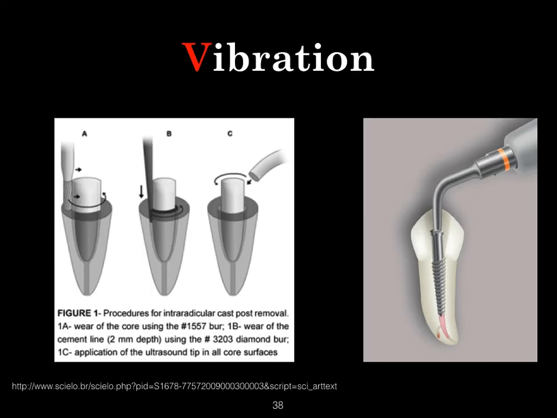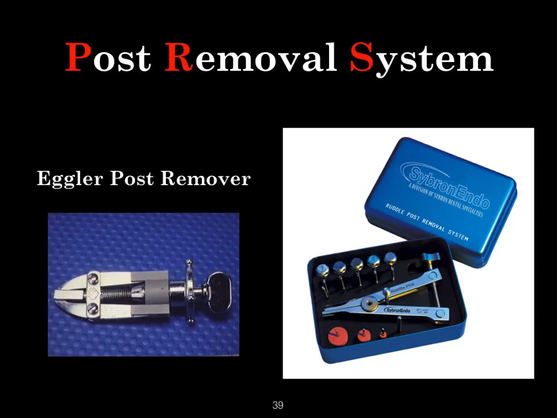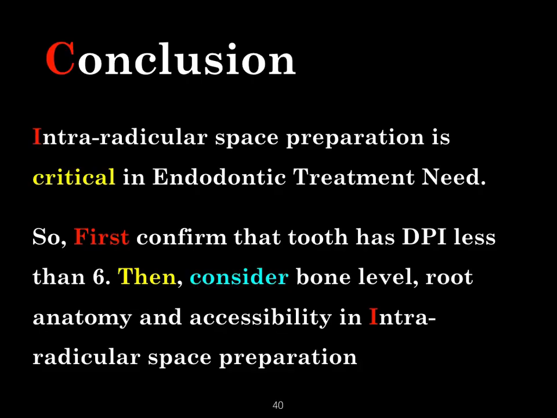So the vibration, as shown in this image, you're going to do it circumferentially, clockwise, anti-clockwise, and you can also apply it vertically from the coronal to the apical direction, because the idea is to break this cement. And there are some units sold in the market to remove the post. I don't use it personally, but it's available if you can fit it in the mouth of the patient.